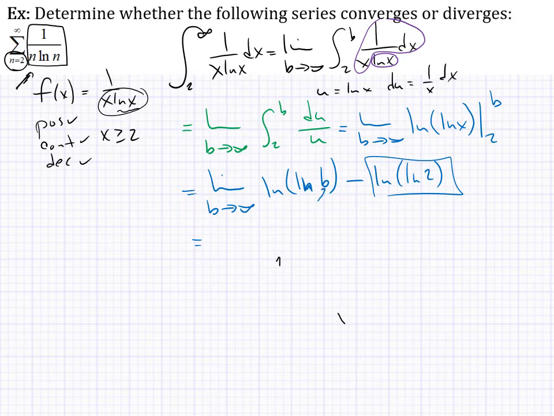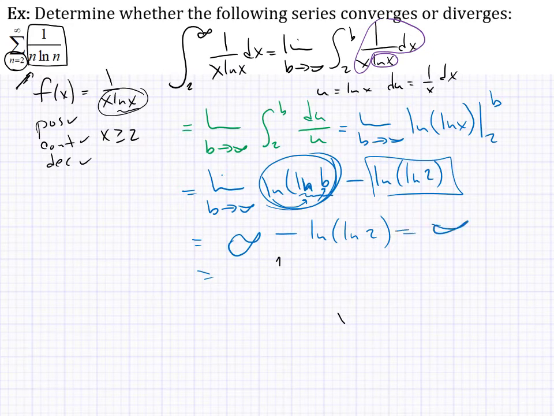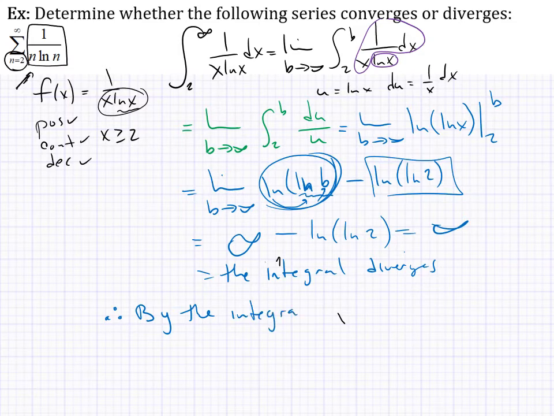This one, though, as b goes to infinity, the log of b will go to infinity, and the log of something that goes to infinity also goes to infinity. So anyway, this whole thing is going to go to infinity. So we get infinity minus the log of 2. What does that tell me? What it tells me is that this is basically infinite. So the integral diverges. Therefore, by the integral test, the series also diverges. Okay?